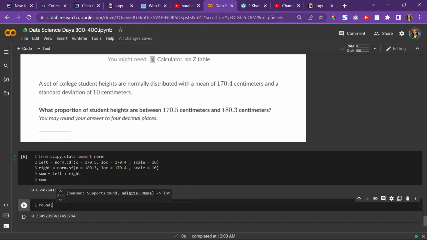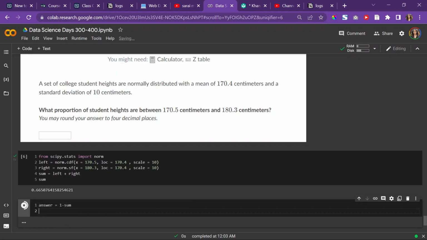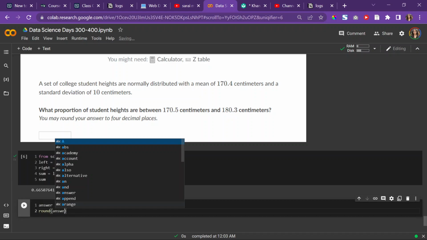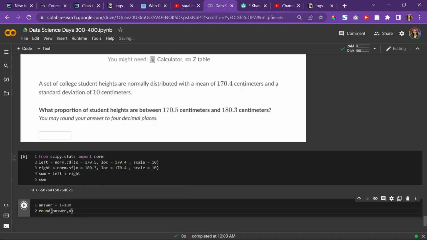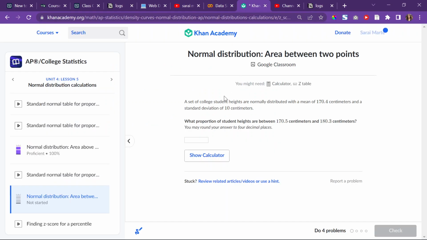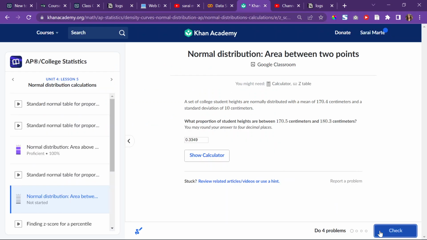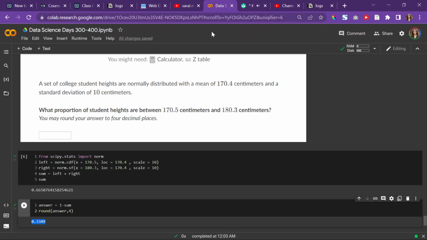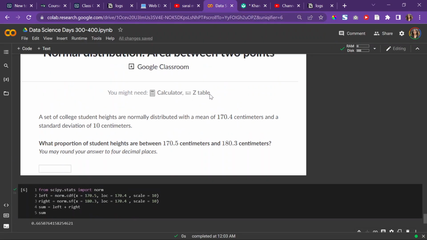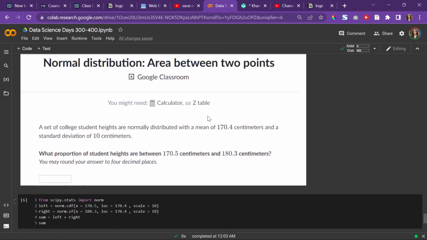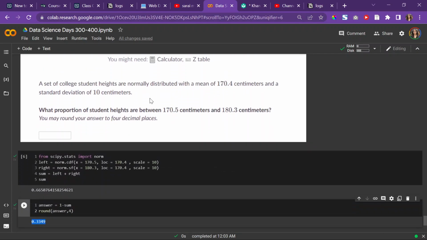Actually, I'll set it equal to a variable. So I'll do answer is equal to 1 minus sum, and then I'll just round the answer to 4 decimal places. And then let's see if that's correct. If not, then oh well. Oh my god! Yay! Okay, so that's exciting. Okay, so that was the hard part. Now let's get on to the easy part, because it's easier if I do it on the calculator.